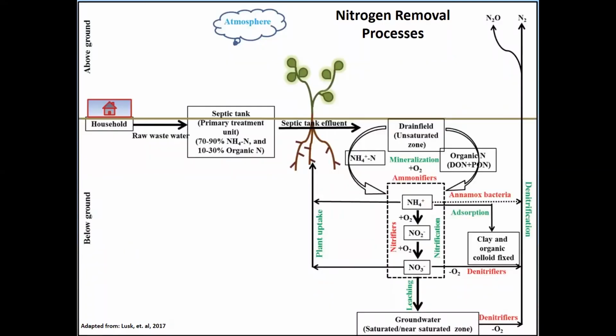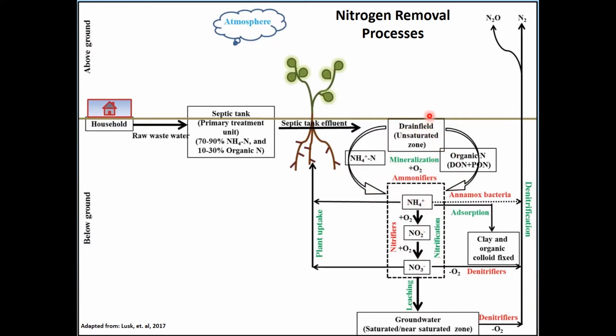This is just showing the different types of processes that are going on in the soil. So much of the nitrogen coming in raw wastewater is in the ammonia form. Then you have certain bacteria that use oxygen that will convert that ammonia to nitrite and then to nitrate. And again, this all works off of oxygen. So your drain field essentially needs to breathe.